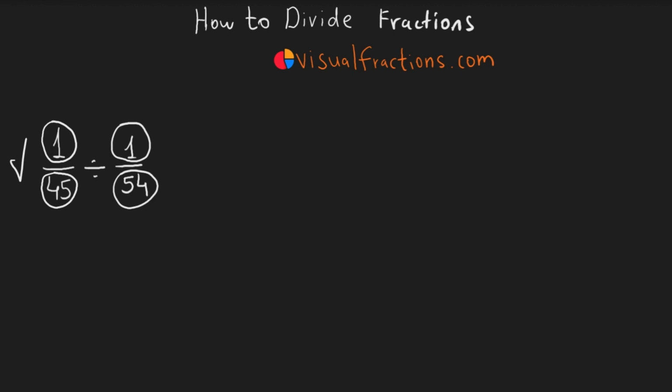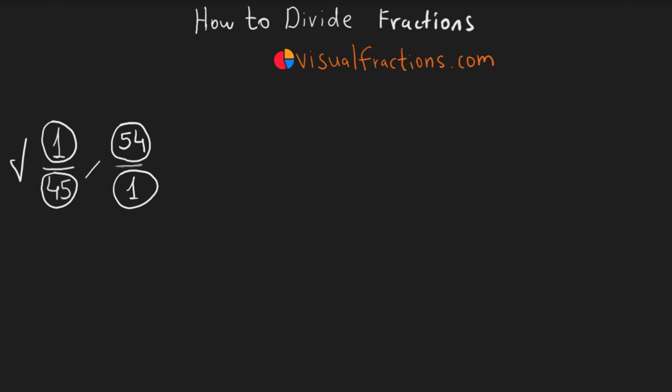Keep the first fraction. Our fraction 1/45th stays as 1/45th. Find the reciprocal. The reciprocal of 1/54th is flipping it over to get 54 over 1, or simply 54 when you interchange the numerator and denominator.